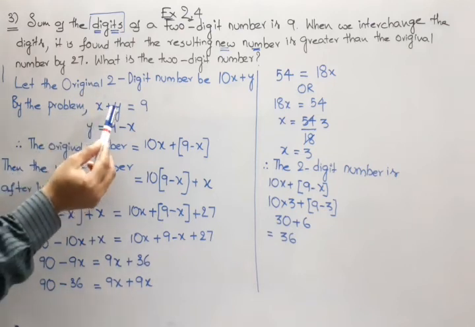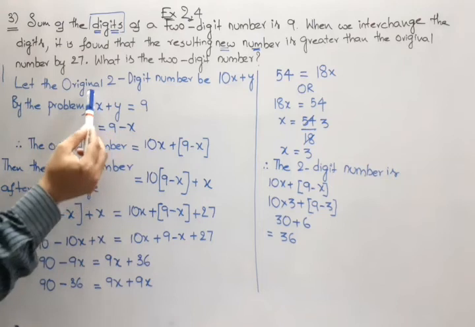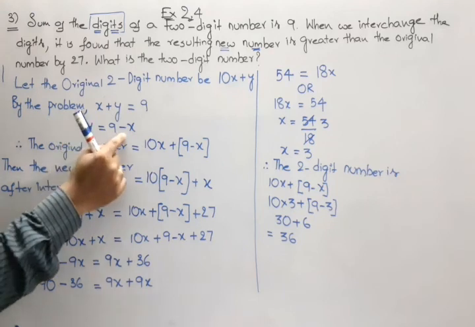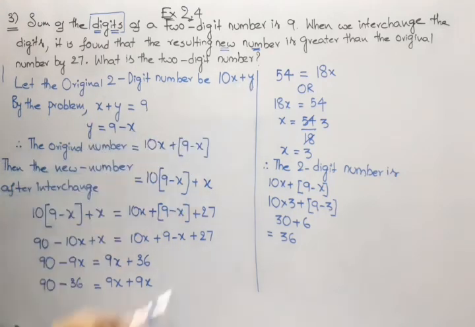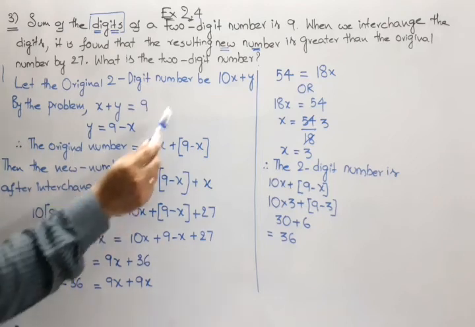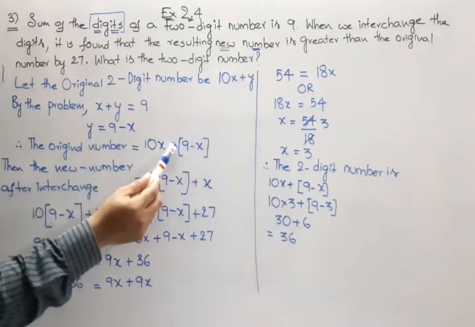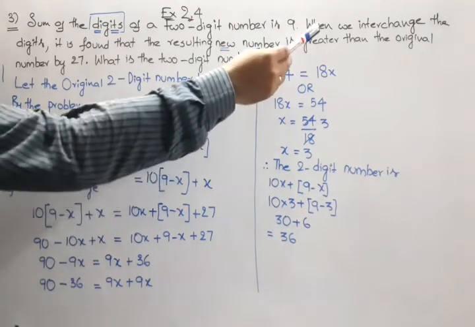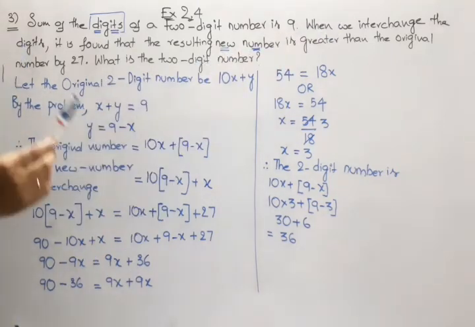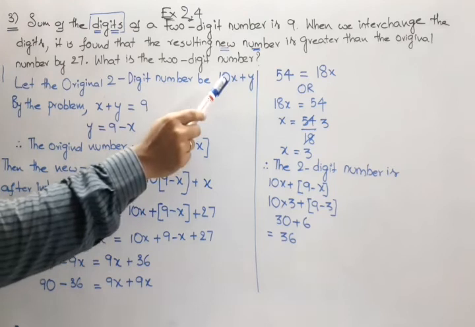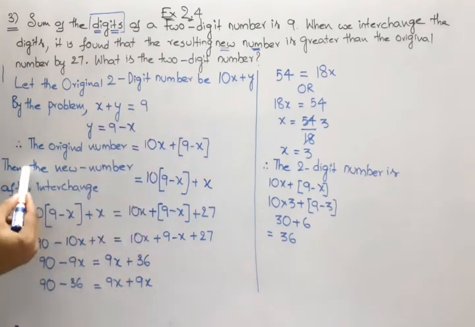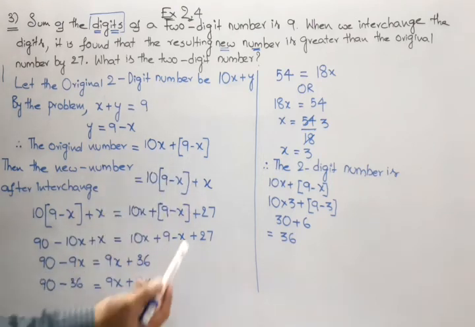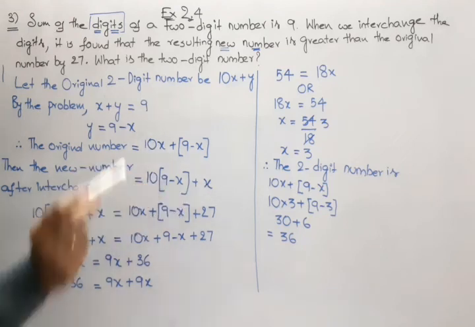Now from this I want only the value of y. Hence I transposed this plus x to the other side, which gave me minus x. Now y is equal to 9 minus x. I am substituting in place of y. Hence the original number is going to be 10x, 10x comes as it is, plus in place of y we are going to keep 9 minus x. Now in the next statement what they told, when we interchange the digits, only digits are going to be interchanged, not the place values. So when the digits are interchanged, the new number is going to be 10 into, in place of x, 9 minus x came, plus in place of 9 minus x we got x.